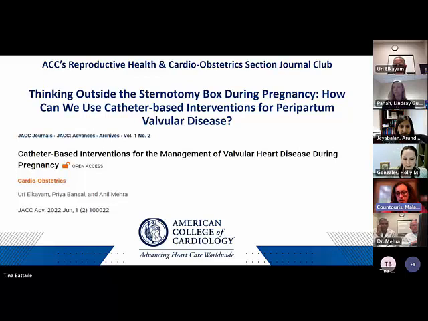We're going to focus on just some key points from the paper today through a case discussion, a review of the manuscript, and a panel question and answer session.